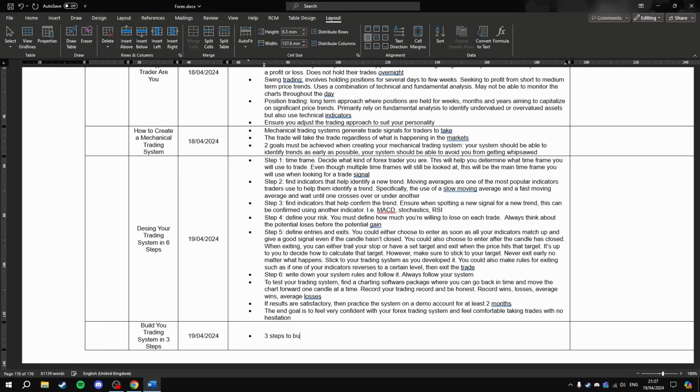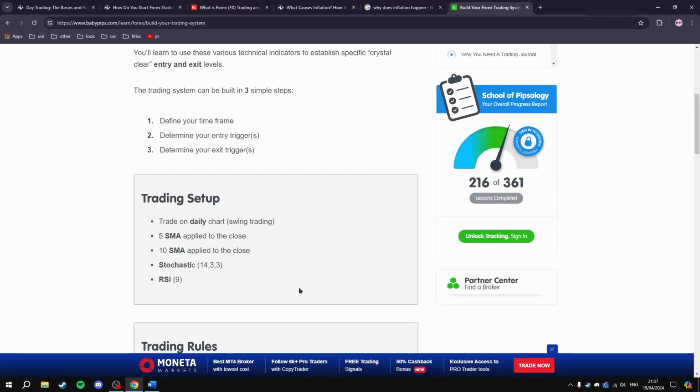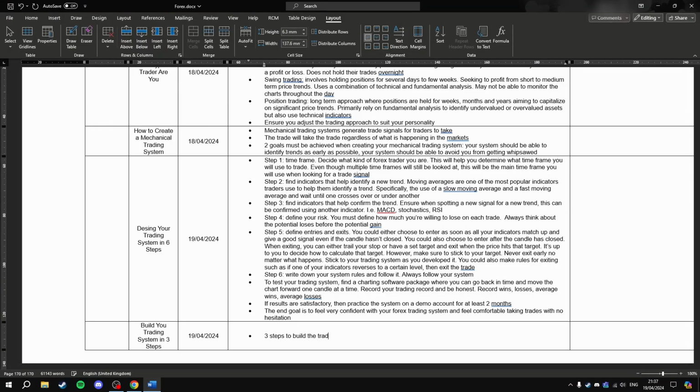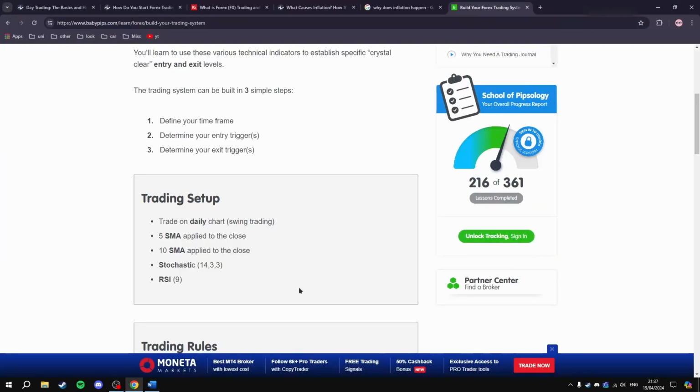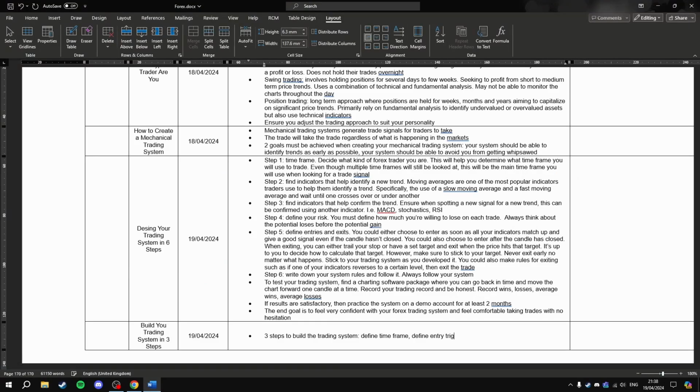3 steps to build the trading system. Define time frame, define entry triggers, define exit triggers.